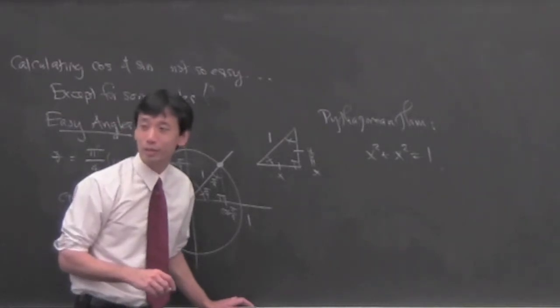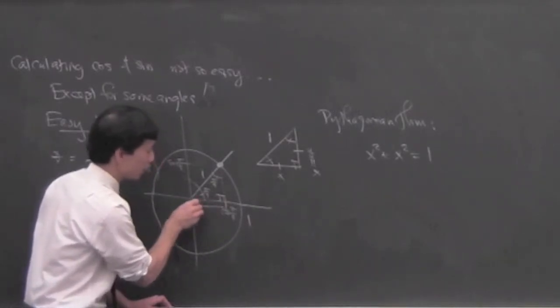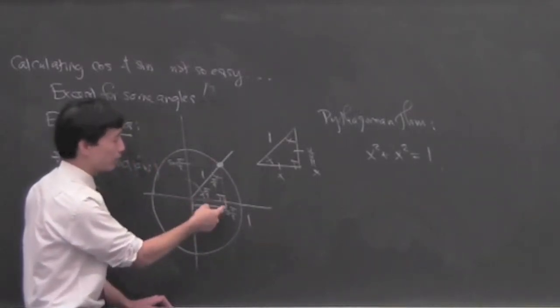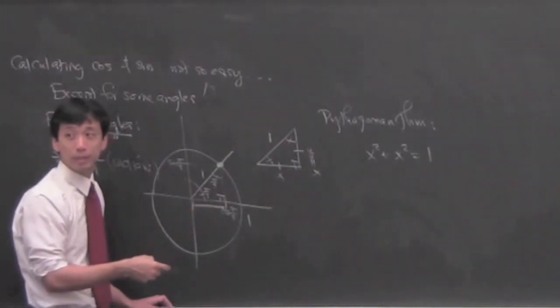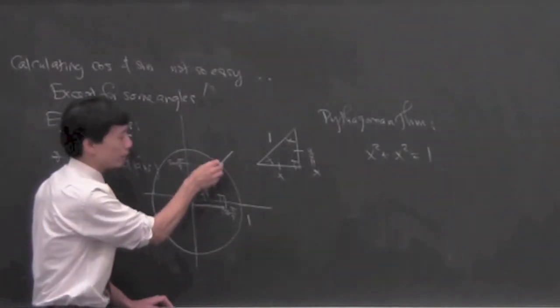I'm just wondering, we're trying to find the point on the x-axis. We're trying to find this length here. Right? We want to find the x coordinate. I thought you were trying to find the particular point. We're trying to find the x and y coordinates of this point. Okay.